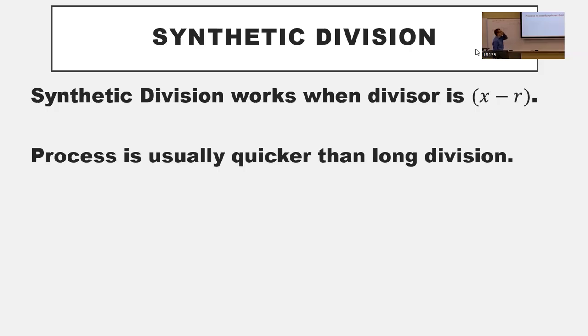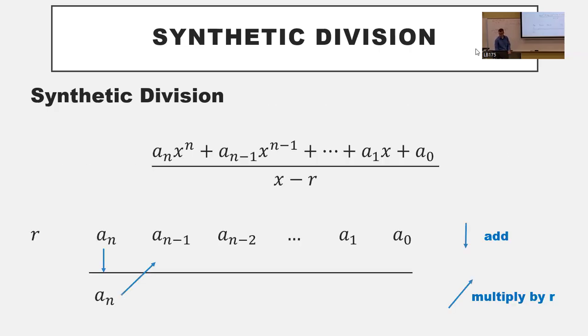So we're going to have x minus r as my divisor. If I don't have x minus r as my divisor, then I can't do synthetic division. Okay. Has to have x minus r as our divisor. And synthetic division does this. If I have a polynomial divided by x minus r, I'm going to put the r out to the right, and I'm going to create a table. The top row of this table is going to be the coefficients of my terms in descending order.